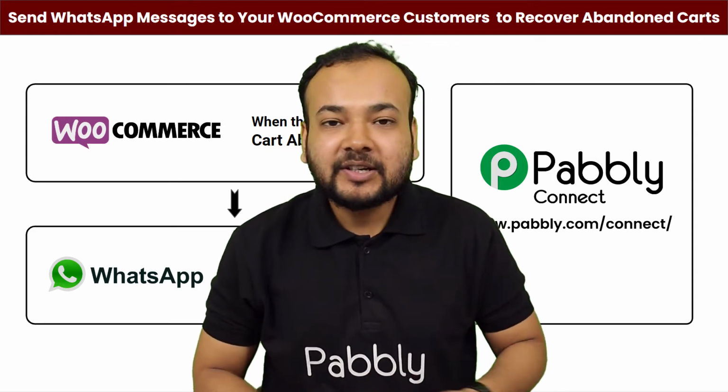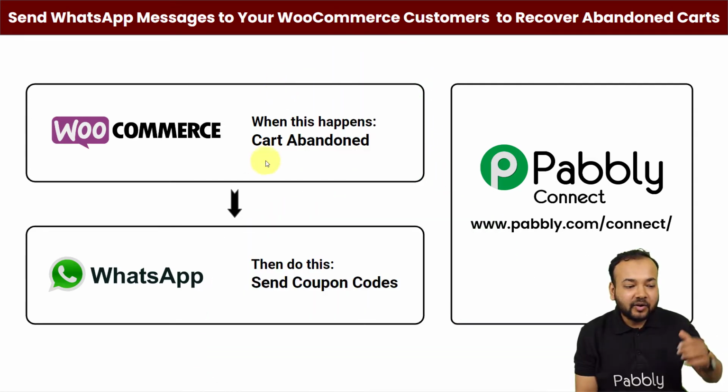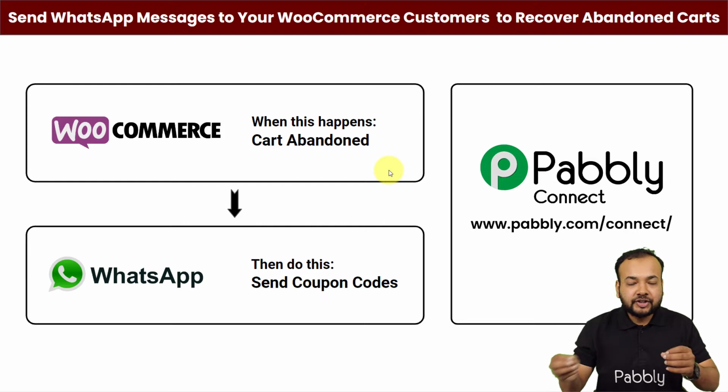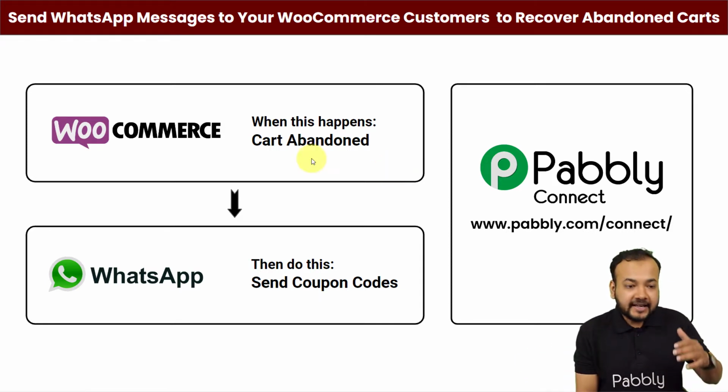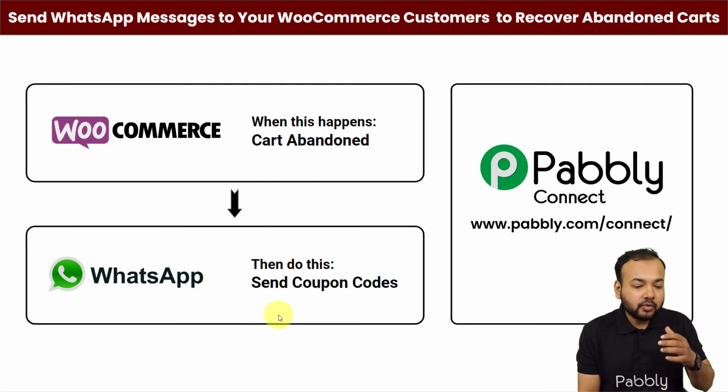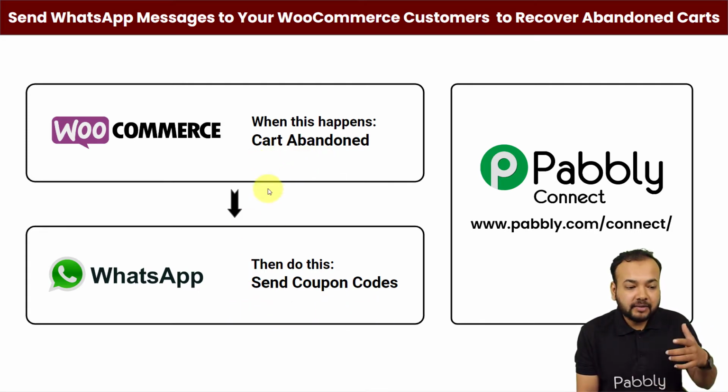So guys, now you can see on my screen, this will be the flow of this automation. Here guys, in a WooCommerce store, as and when you receive a cart abandonment, cart abandonment means your customer reaches your store, puts some products into the cart, but doesn't make the purchase and leaves the cart. So this is called cart abandonment. So as you receive a cart abandonment here, a WhatsApp message along with some coupon codes will be delivered to the same customer who abandons the cart automatically.